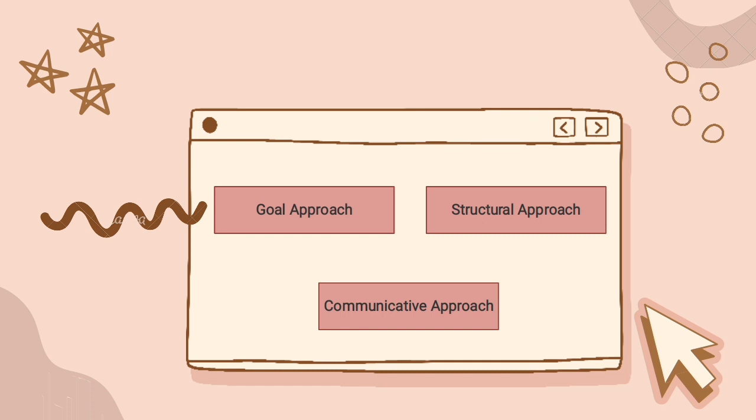The second is structural approach. The structural approach is one approach in language learning, which is based on the assumption that language is a set of rules, norms, and rules. The third is communicative approach. In the previous sections, it was stated that views on language and language learning are always changing in line with the development of people's mindset.